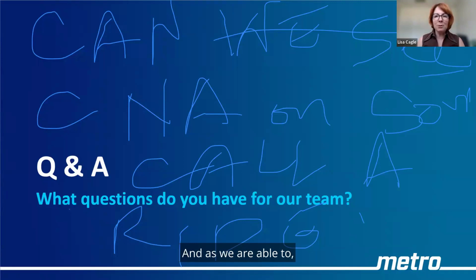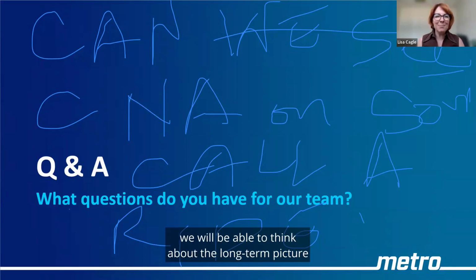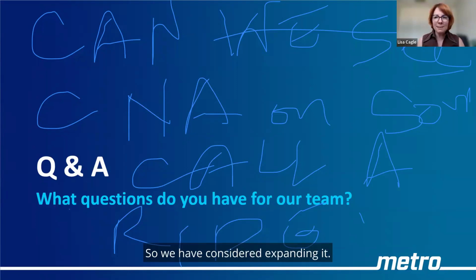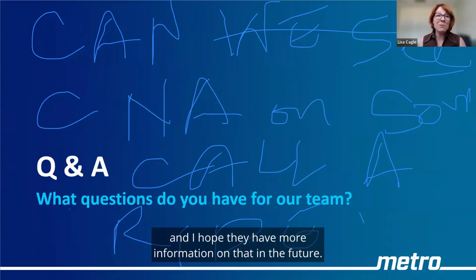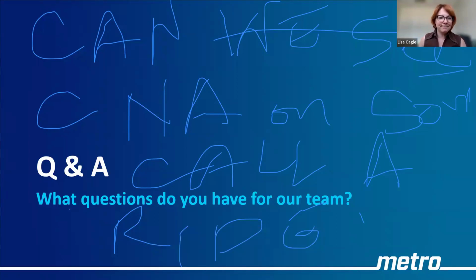And as we are able to, as I was saying before, make sure that we're running buses consistently and regularly, no matter what the conditions are in the places that we currently have service, we will be able to think about the long-term picture of connecting people to those buses as well. So we have considered expanding it. There will be some small changes that we're testing out this fall that will give us some more information on first mile, last mile options. And I hope to have more information on that in the future.